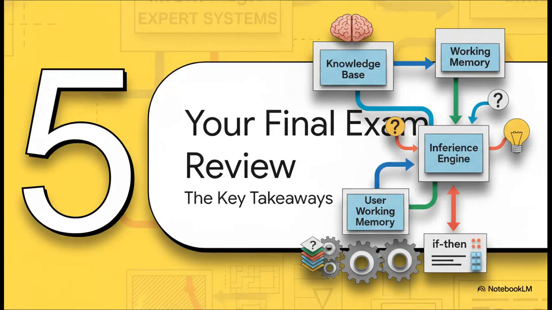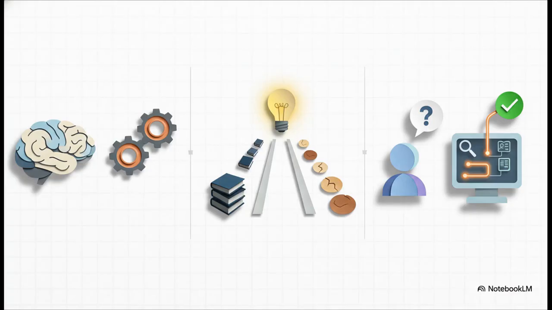Okay, deep breath. We've gone through a ton of information. So now it's time for your final exam review. Let's lock in the absolute key takeaways you need to know. All right, first things first. Number 1, separation is key. The knowledge base, what it knows, is separate from the inference engine, how it thinks. That is the single most important characteristic.